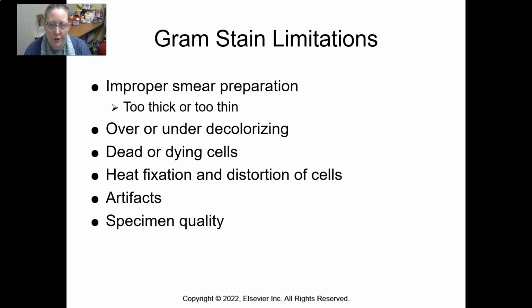You could over or under decolorize, so it could lose too much of the purple or not enough of the purple. Sometimes the dead or dying cells can be hard to interpret. The heat fixation can distort cells, especially if you go too fast. So sometimes patience is a virtue to get a good stain. Sometimes there can be some artifacts in a Gram stain, maybe some precipitates from the stain that just junk up the slide. And then, of course, it's really only as good as the quality of specimen that you have.